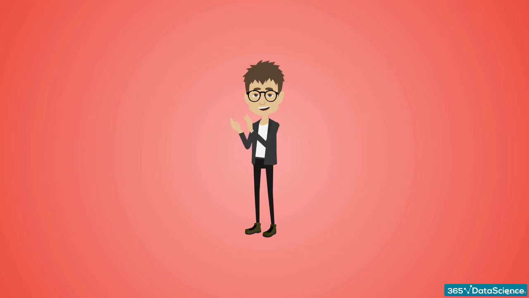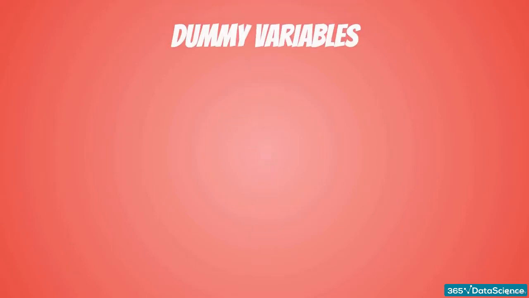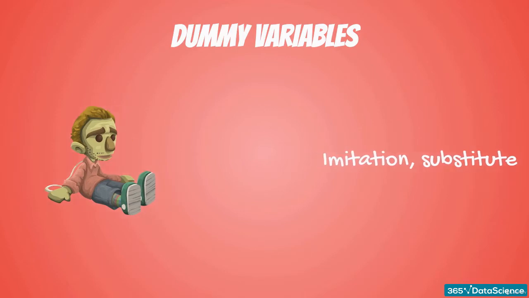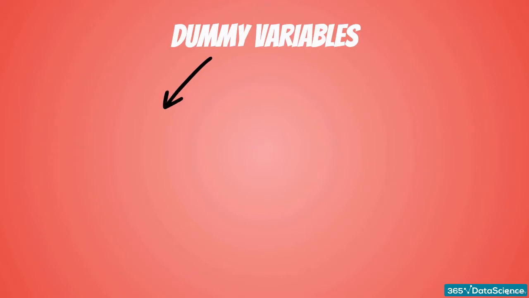Congratulations on reaching the last lesson of our linear regression analysis section. Our focus here will be dummy variables. Apart from the offensive side of the word, there is another meaning: an imitation or a copy that stands as a substitute. In regression analysis, a dummy is a variable that is used to include categorical data into a regression model.